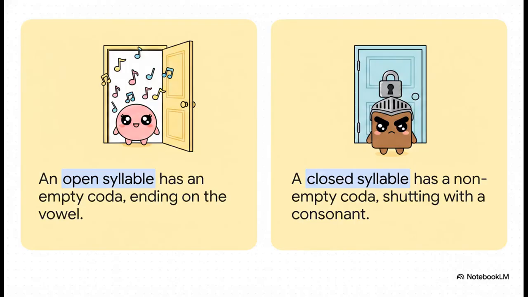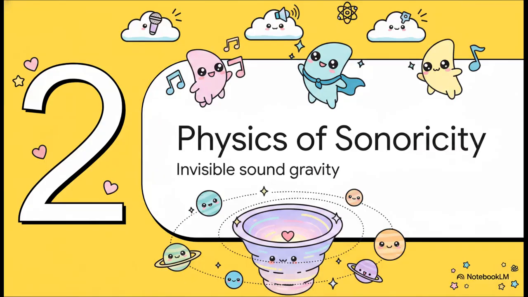Now, depending on that coda, syllables basically fall into 2 categories. You've got an open syllable with a completely empty coda, meaning it ends right on the vowel, like the word see. And then you have a closed syllable, where a consonant cleanly shuts the door at the end, like that sharp T in sit. Moving smoothly along to section 2, the physics of sonoricity.